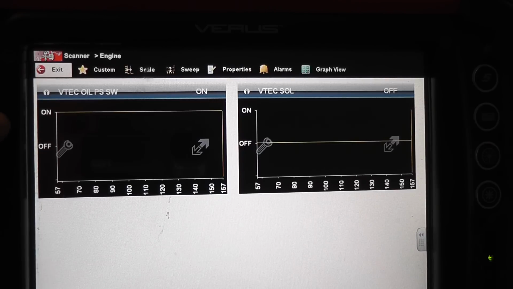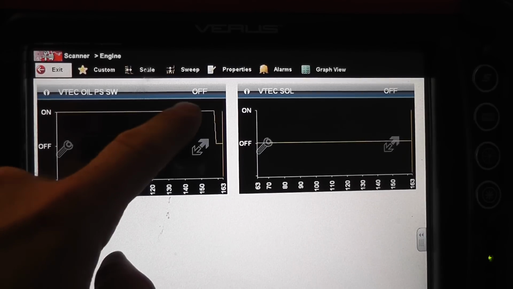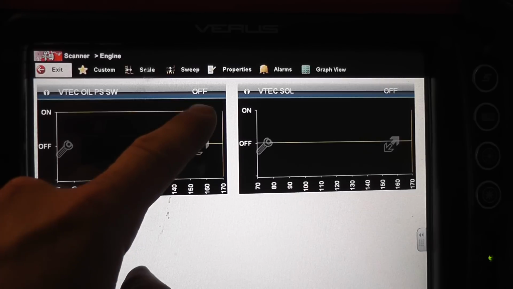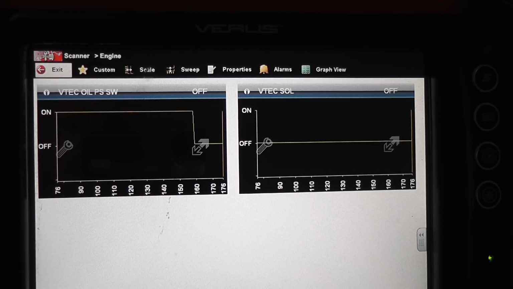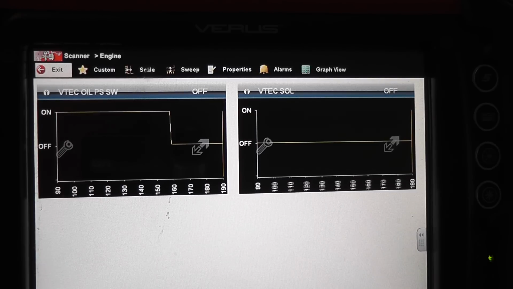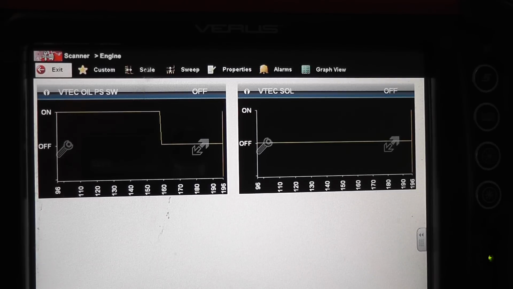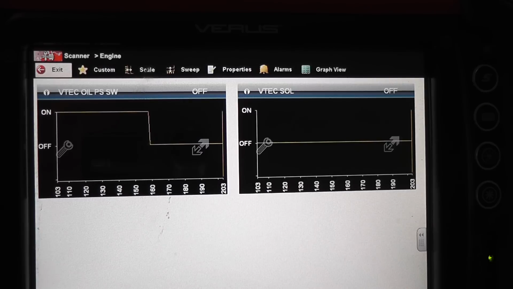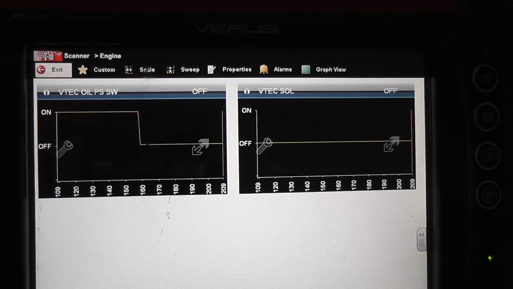Hold it on there. You see our switch, our data switch change from on to off. That would be a good signal. That's what we want to see. That tells us this system's working like it's supposed to be. Other than, all right, let it off.